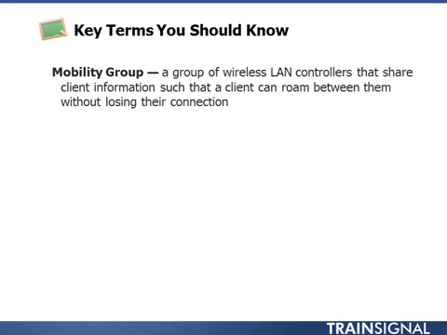So let's talk about a key term that you should be familiar with. The term mobility group. We've just finished discussing it, and a mobility group is a collection of wireless LAN controllers, and they share information about the clients that are connected to an access point and being managed by that controller. And by sharing that information between the controllers, it enables clients to roam between different access points that are being managed by different controllers, where those clients won't lose their IP connection, which means their session will stay up.